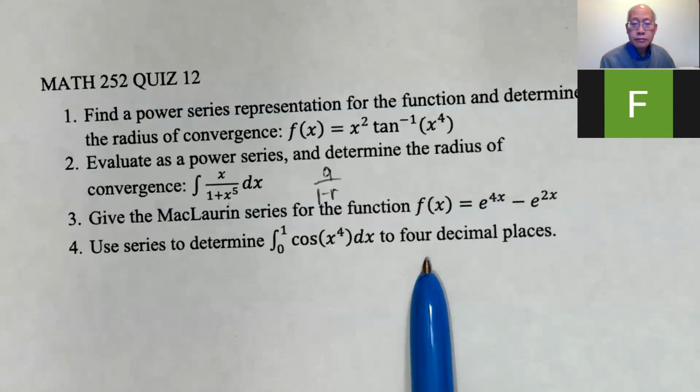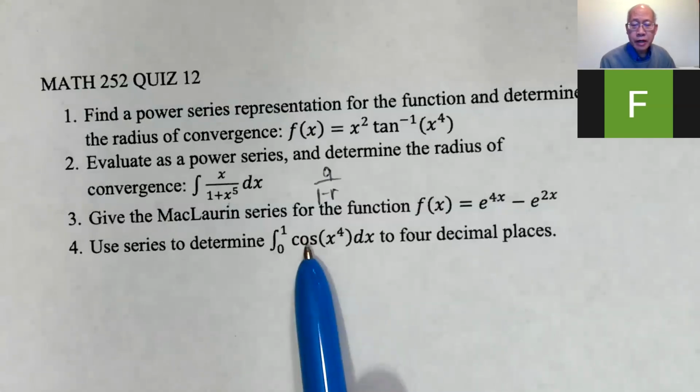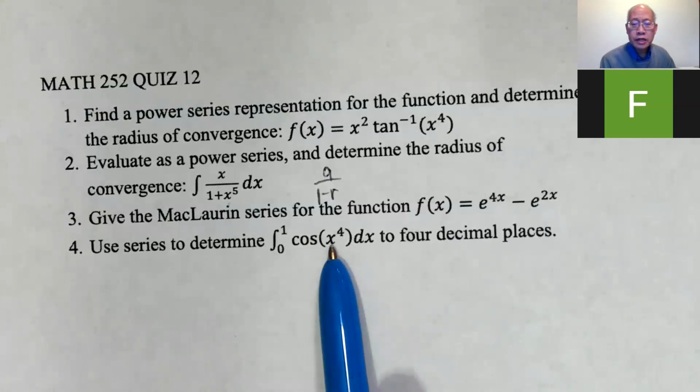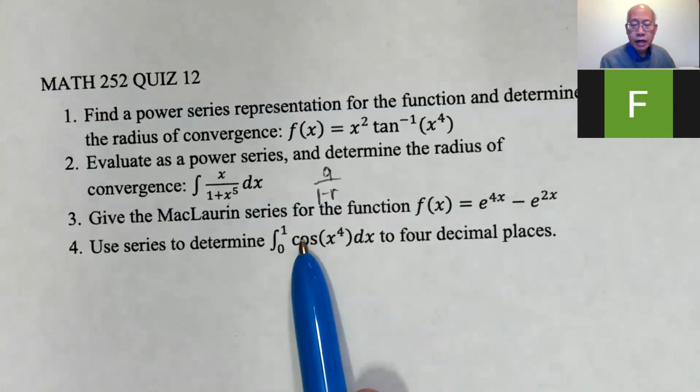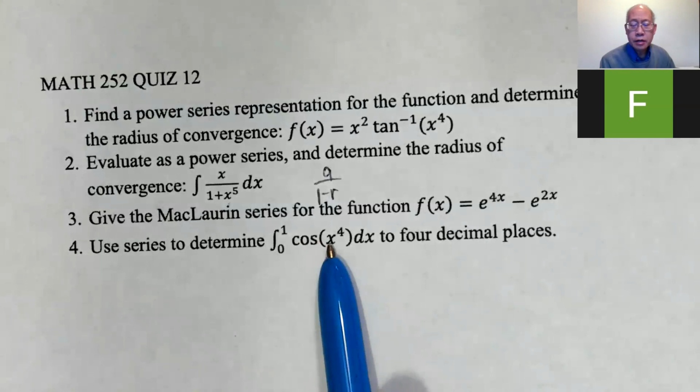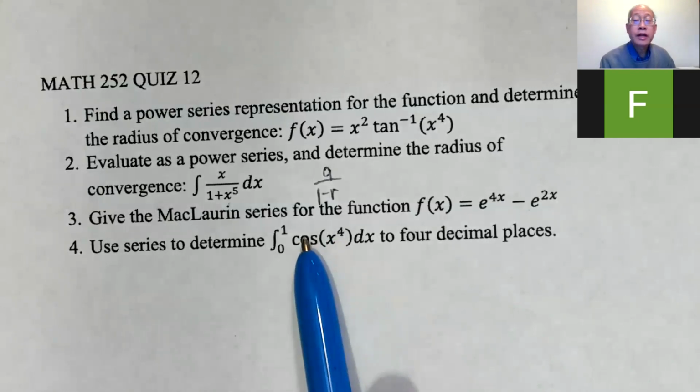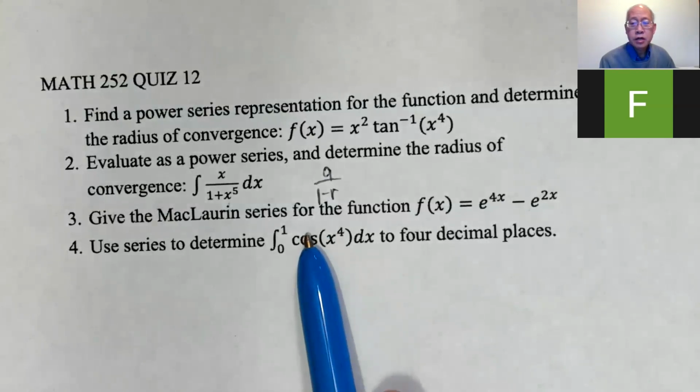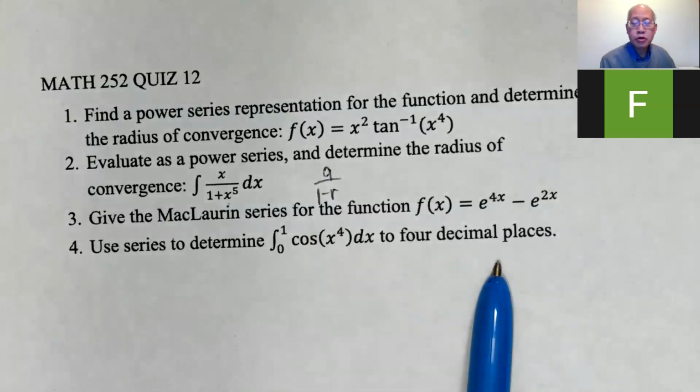Okay, so you write the power series expansion for cosine x to the 4th. Write down at least 4 terms. 4 terms should be good. Then you integrate, plug in 0 to 1. You'll have an alternating series, which means the series will converge by the alternating series test. And then if you stop anywhere, the error is no more than the next term.